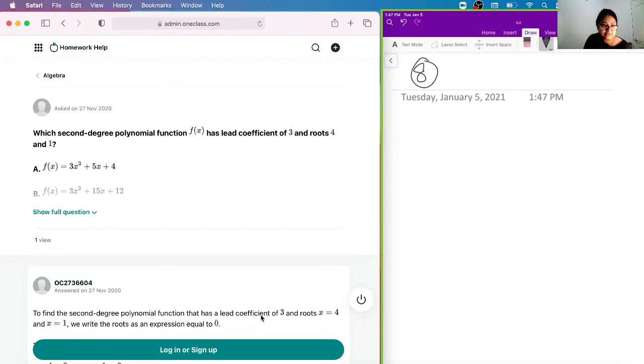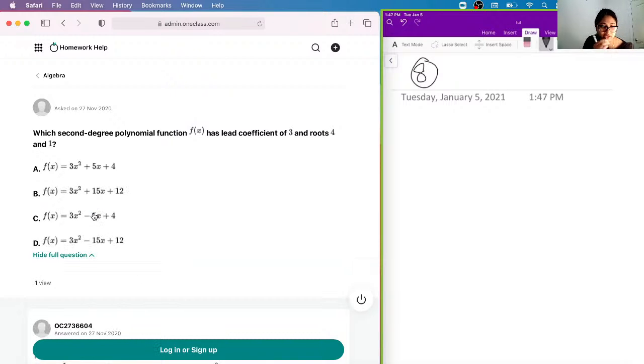Next question says, which second degree polynomial function f of x has lead coefficient of 3 and roots 4 and 1? Okay, so we're given 4 options here, and you can see that all of them have a coefficient of 3, so now it's a matter of finding which ones have the roots of 4 and 1, which means x equals 4 and x equals 1.